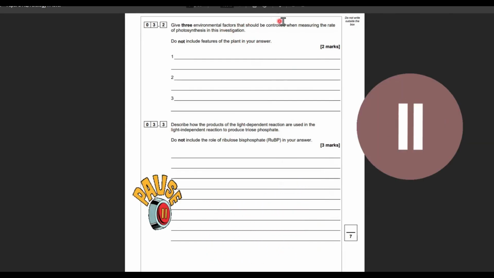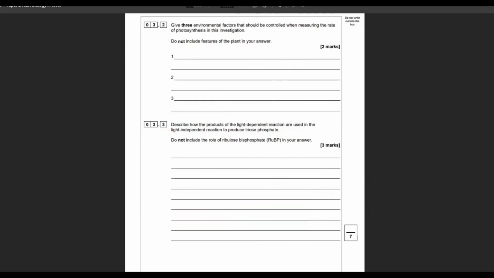So 3 environmental abiotic factors that should be controlled. So let's think about what are the limiting factors of photosynthesis, and that will get you all your marks, right? So we're going to say the carbon dioxide concentration. So we want to make sure that each plant, each time you do it, they have the same amount of carbon dioxide, because that will affect the rate of photosynthesis. So I'm going to say the carbon dioxide concentration.